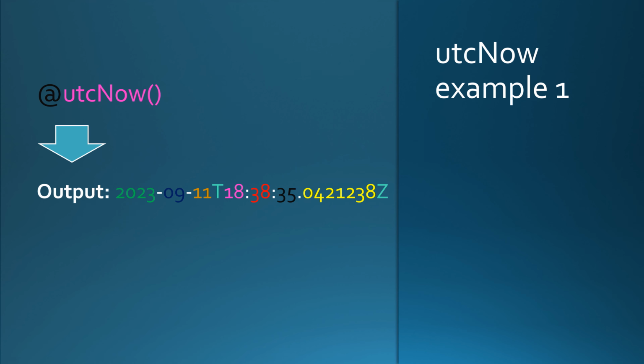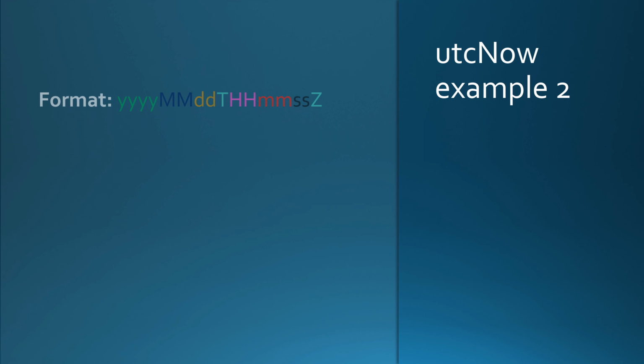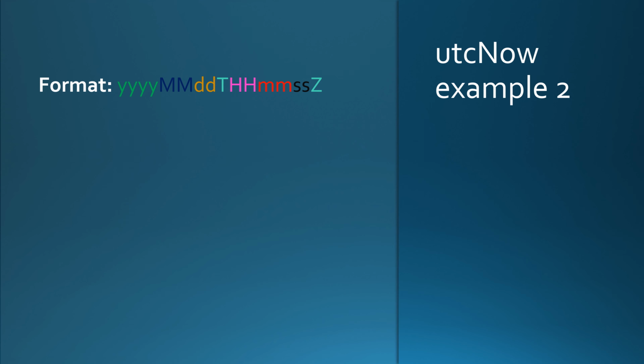In this example, we want to specify a format to our UTCNow function. First, in our format, we want to specify the year, so we want the year to be first. We specify the year as four Ys. This will tell the UTCNow function that we want to add the year here. Then we add two capital M's. This will indicate that we want months here. Then we add two D's, and this will indicate that we want days here.